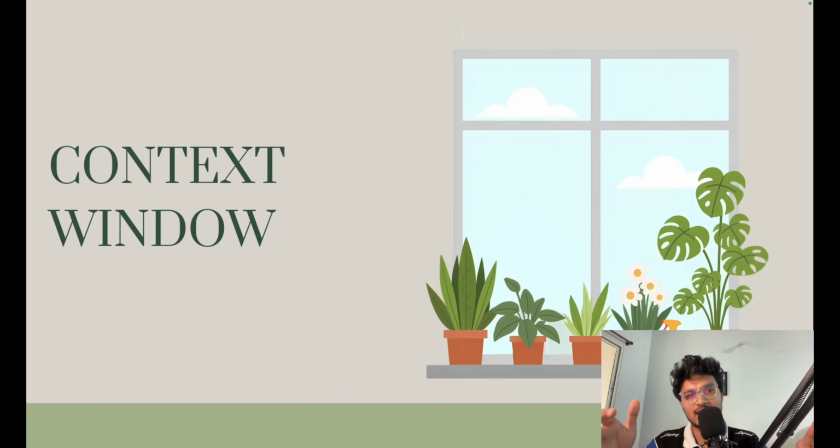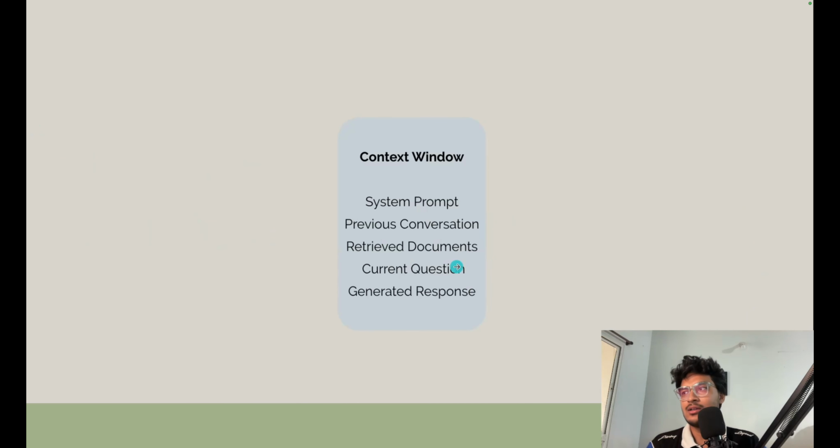The important part is the context window is shared. It is not reserved only for the user's message or just for output, it is for everything which goes inside. So what goes inside? There is the system prompt, previous conversation, retrieved documents, the current question, and the generated response. All these things make up the context window. When a model's tokens are exhausted, it doesn't mean that it's bad. If the context is full, old tokens are removed.